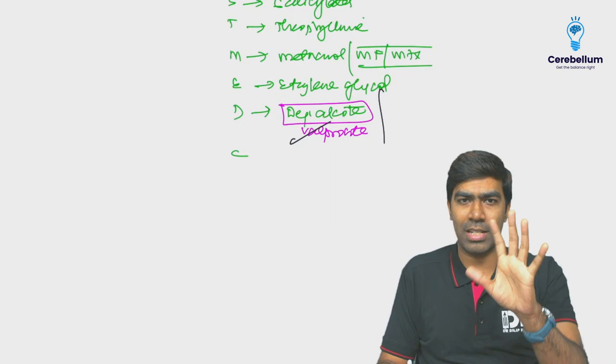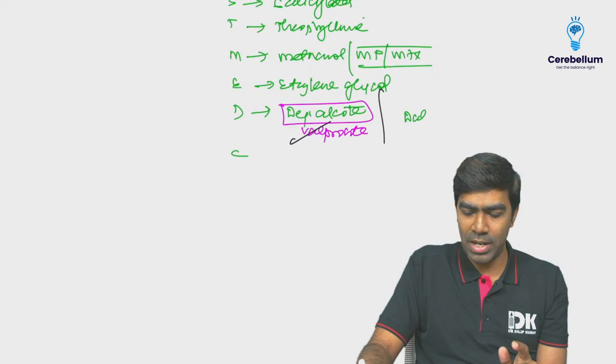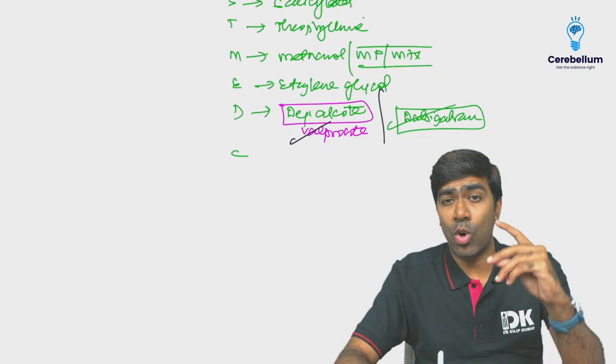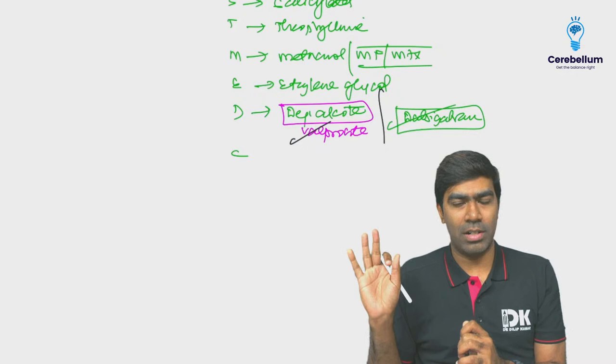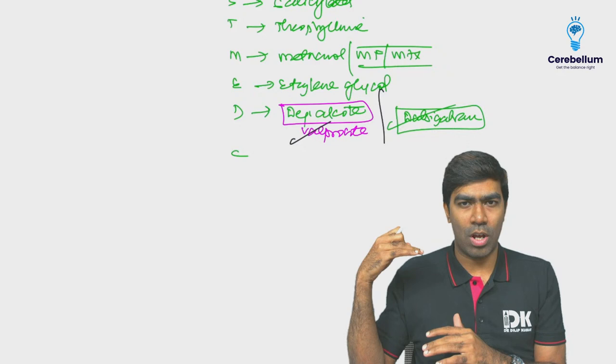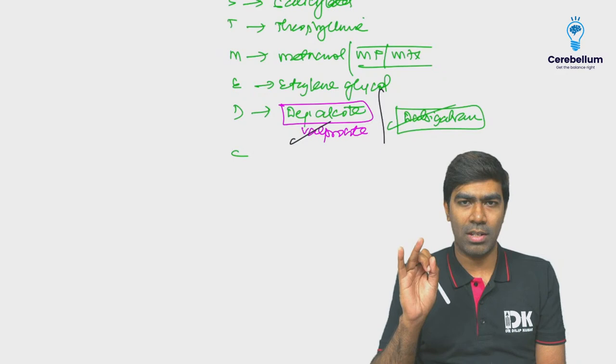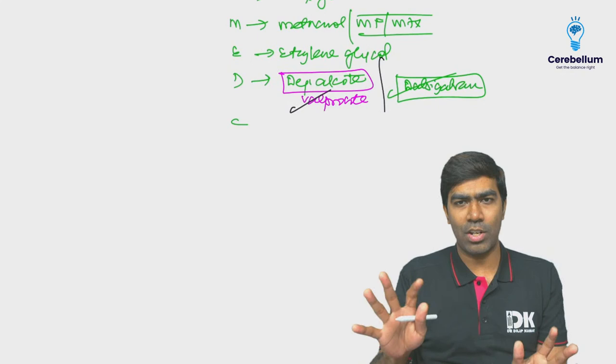Another important drug is dabigatran. Why is dabigatran important? Because this is the only anticoagulant, I'll repeat, the only anticoagulant that is dialyzable. You cannot dialyze warfarin. You cannot dialyze other direct oral anticoagulants like apixaban, rivaroxaban, edoxaban. Even heparin cannot be dialyzed. So the only thing that you can dialyze is dabigatran. That's why that point is very, very important for exams.